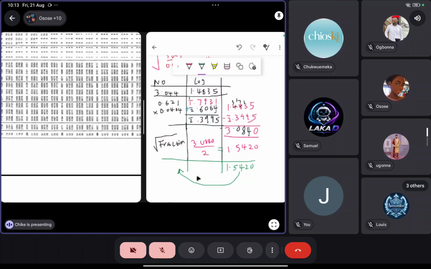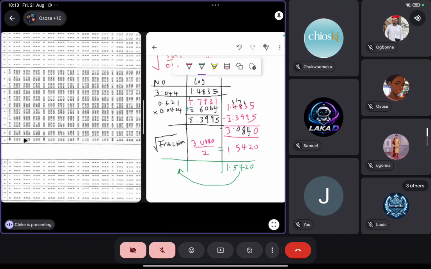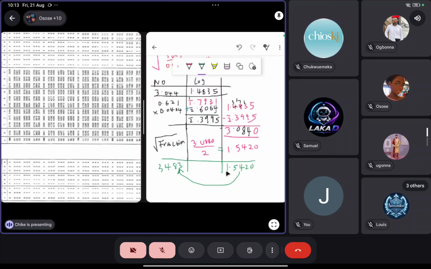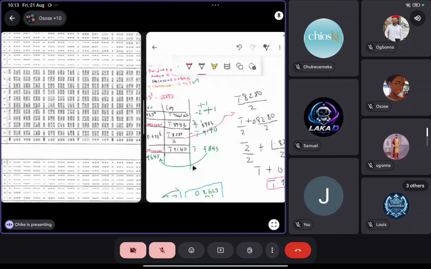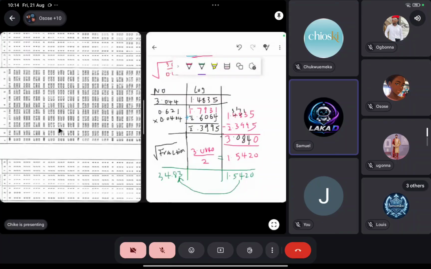So 54 under 2, no difference. That's difference 0. 0.54 under 2 is 3483. For me to have one number here shows that there are two numbers before the point. So it's 34.83. Did I miss out something? So it's your answer. Yes.